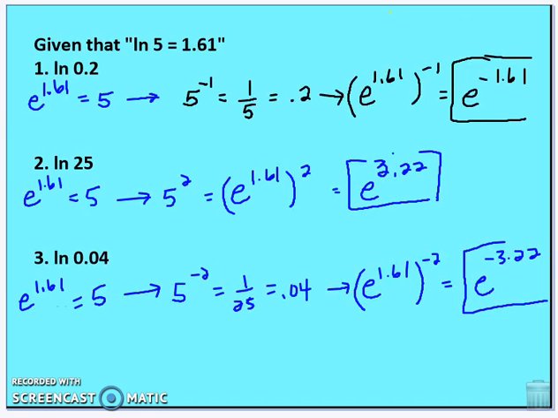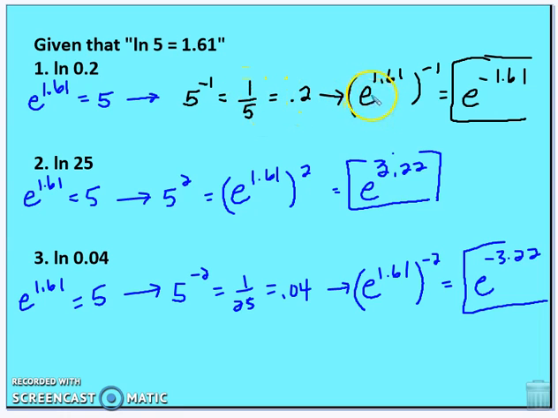All right, in this case it's a little bit more tricky because we're dealing with negative exponents. In the first case, natural log of 0.2 in relation to 5: natural log of 5 is equal to 1.61. I can rewrite it in exponential form, and then think about what the value of 5 is in relation to 0.2. So 5 to the negative 1 is equal to 1/5, which is equal to 0.2.